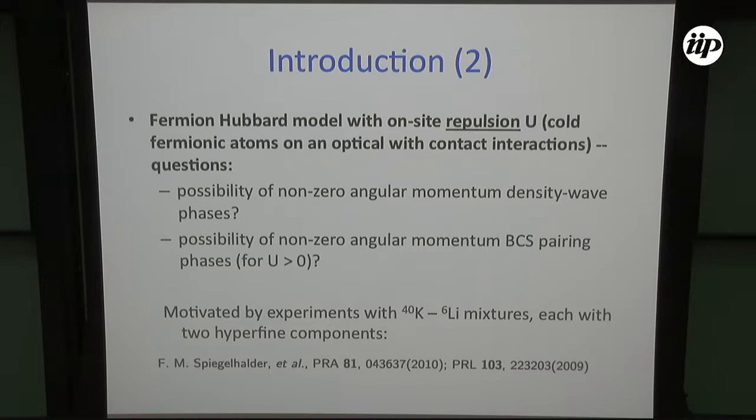I will start with one very specific question, and then we'll see it in a broader context. The first question is, can we have a fermion Hubbard model with only on-site repulsion, something that is achievable in current cold atom experiments? The on-site repulsion comes naturally from the existence of an optical lattice. With nothing else, can we have the appearance of a density wave phase or a BCS phase with non-zero angular momentum? Superconducting or pairing states with non-zero angular momentum have been studied a lot in condensed matter systems and have been observed in many materials.